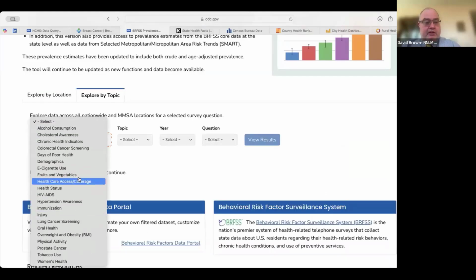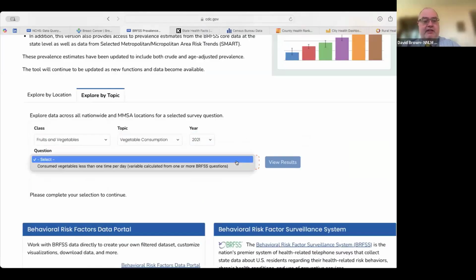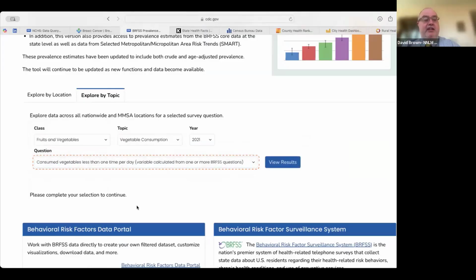So if you want to look at fruit and vegetables, and you want to see how much vegetable consumption individuals are having, the latest data on this is 2021. And their question is consumed vegetables less than one time per day. So this is going to be a negative one. You've got to read what the question said. So that's the other thing.